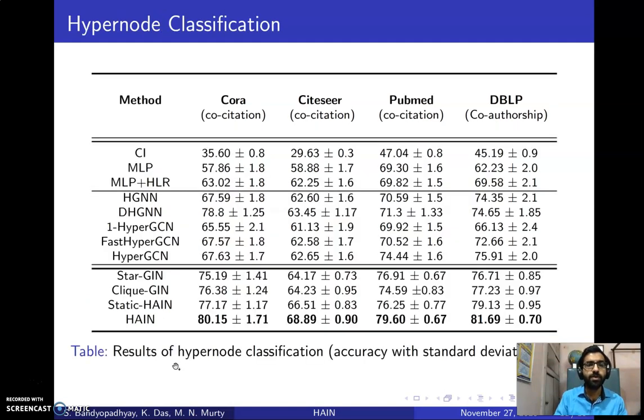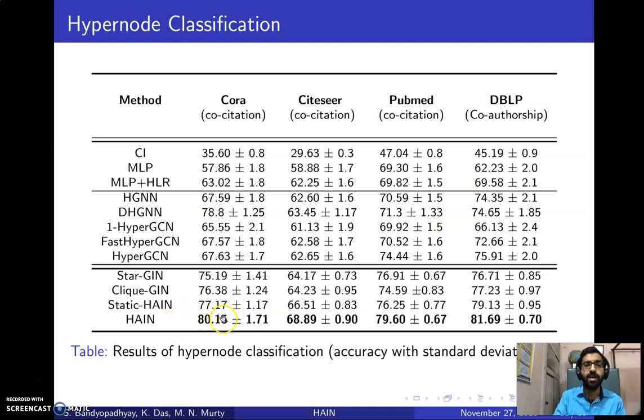Here are the results for hypernode classification. As you can see, we have used a diverse set of baseline algorithms. Here the confidence interval based method, MLP and MLP plus HLR are conventional approaches on hypergraphs. HGNN, DHGNN and HyperGCN along with its variants are state-of-the-art hypergraph neural networks. HAIN is our proposed algorithm, and Star-GIN, Clique-GIN and Static HAIN are three model variants of HAIN studied as part of the model ablation study.